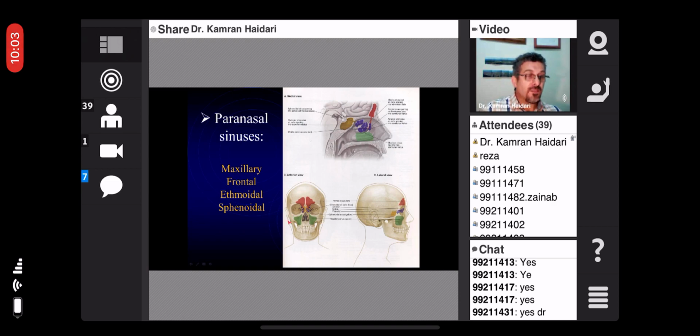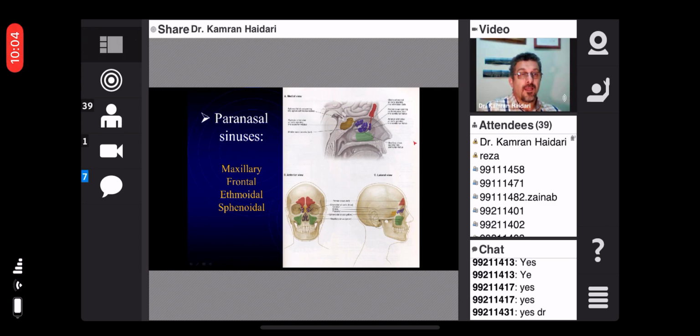Anyway, in a normal person, we've got two frontal sinuses, two maxillary sinuses. Maxillary sinuses are the largest among the other paranasal sinuses. Maxillary sinuses, they are very important. And sphenoidal sinuses, we've got two sphenoidal sinuses and there is a partition between them.